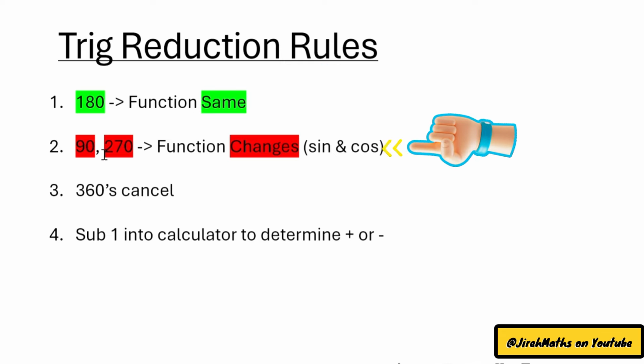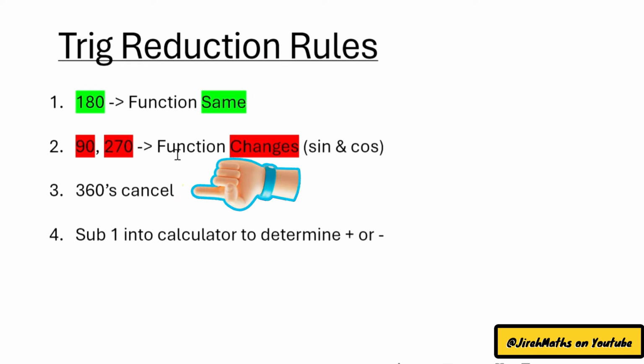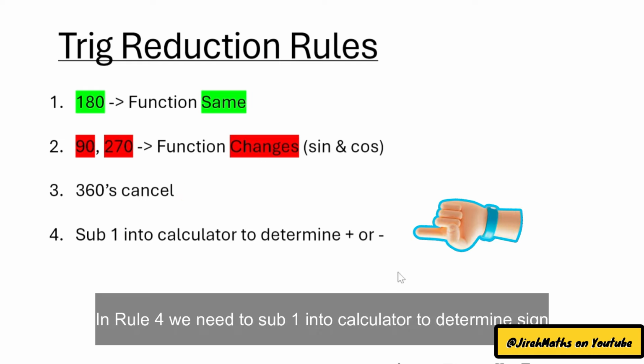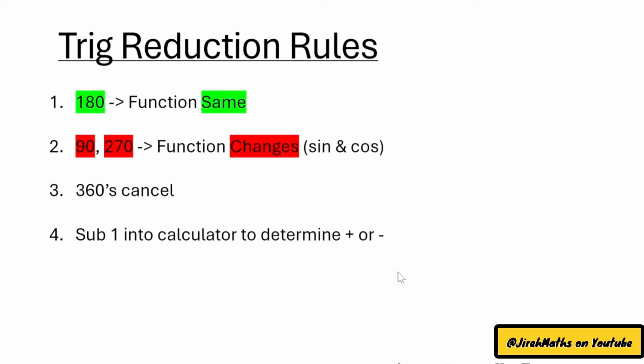With 90 and 270, the function changes from sine to cos. 360s cancel, and in rule 4 we see that we need to sub 1 into the calculator to determine the sign. Let's see how these rules are applied in practice.